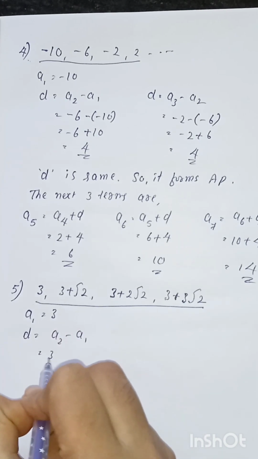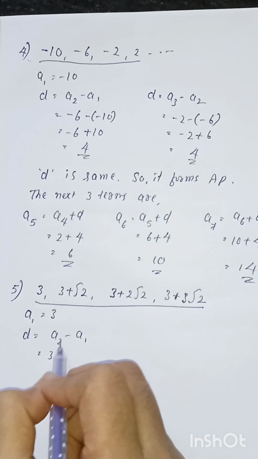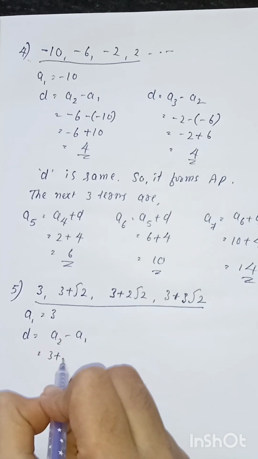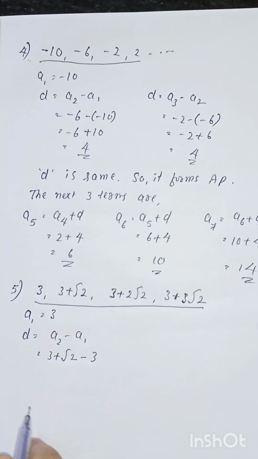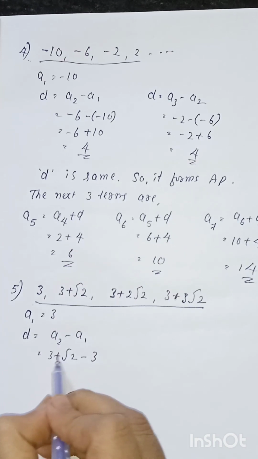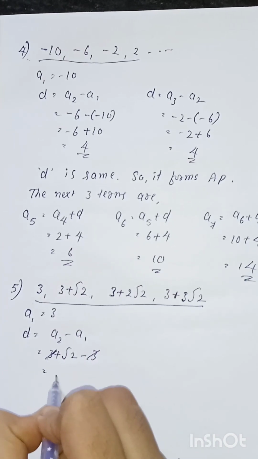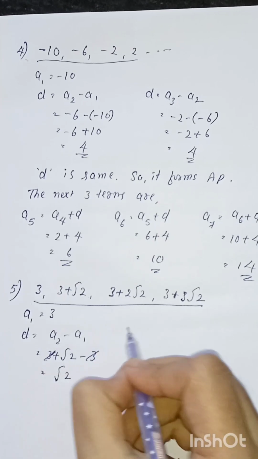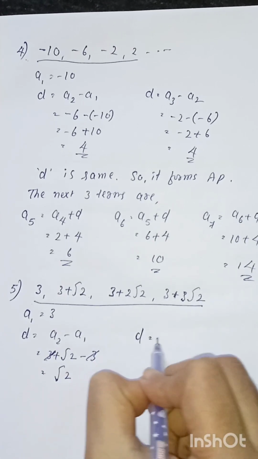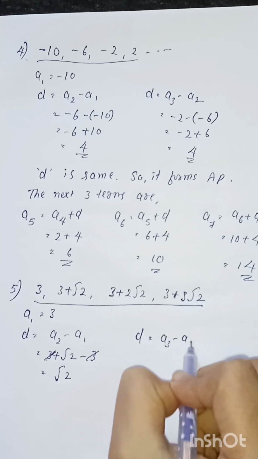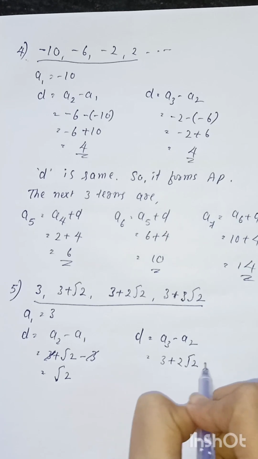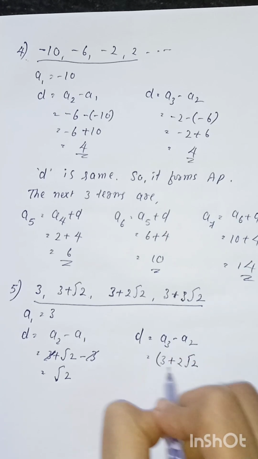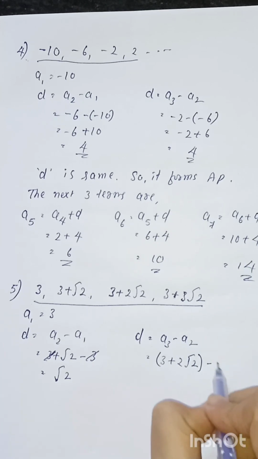A2 means 3 plus root 2, minus what is A1? That is 3. Here we can cancel plus 3 and minus 3 and your answer is root 2. Let's do the second one. D equals A3 minus A2. What is A3? 3 plus 2 root 2. Let's take it in the bracket. Minus what is A2? 3 plus root 2.